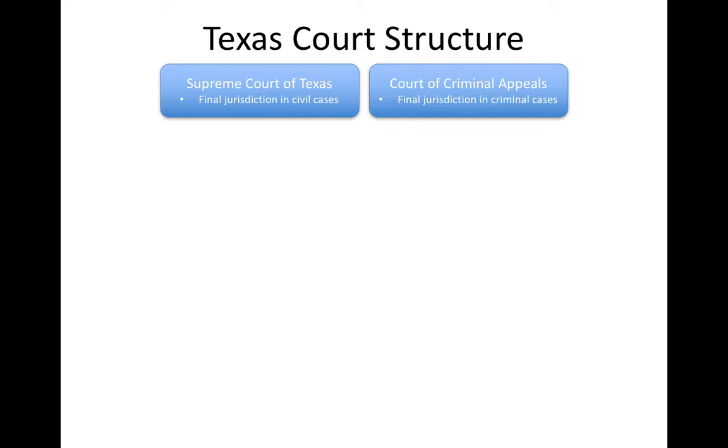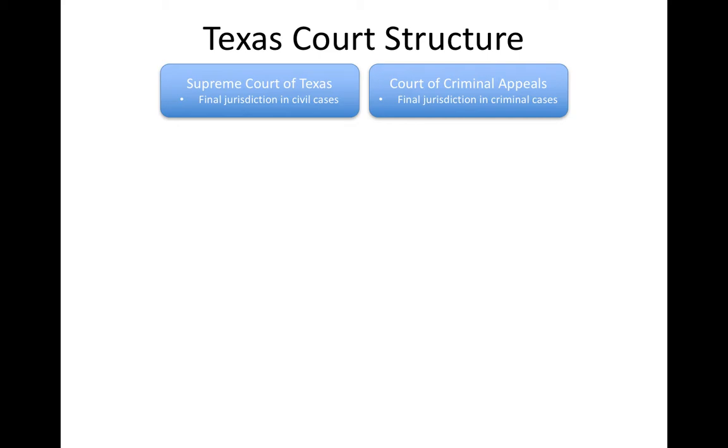So the Supreme Court of Texas is Texas's high court for civil cases, right? So if you think back to the first slide, you remember that civil cases involve disputes between 2 private parties where the state, and here I'm talking about the state, either meaning Texas or the national government, is not involved in the case. Texas, however, also has a second high court called the Court of Criminal Appeals, which has the final jurisdiction in all criminal cases.